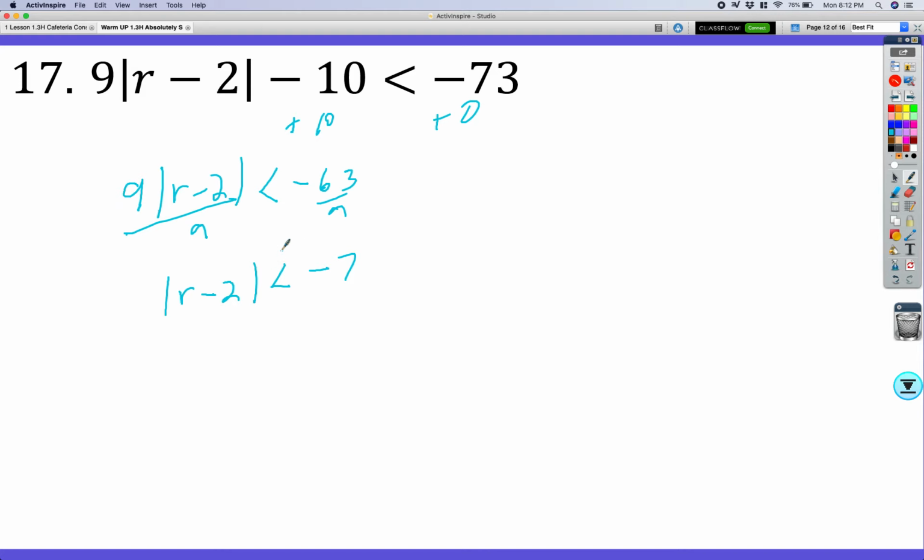The answer here is false. It can't be less than negative 7. No matter what number I plug in for r, it won't work. So be careful with that. So your answer here is no solution.